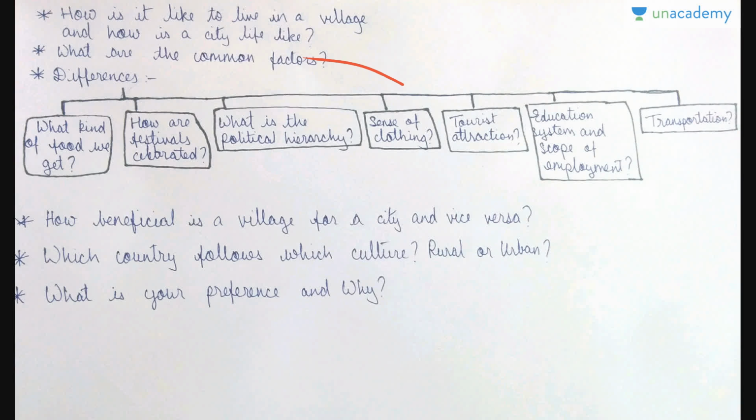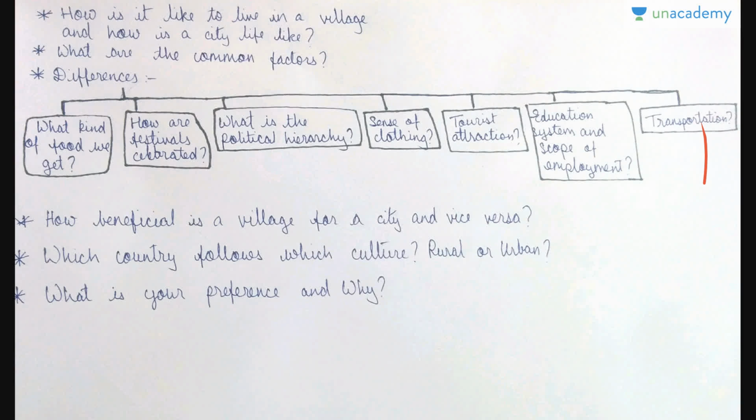Now that we have found all our common factors, what we're going to do is find the differences. Differences in terms of the food, the festival celebration, political hierarchy, sense of clothing, tourist attraction, education system, and transportation. Describe basically how different these are from each other. And again, this could actually help you form a paragraph in itself. Think about it. You can write a whole paragraph just based on these differences.